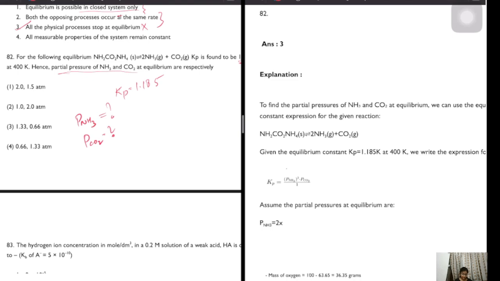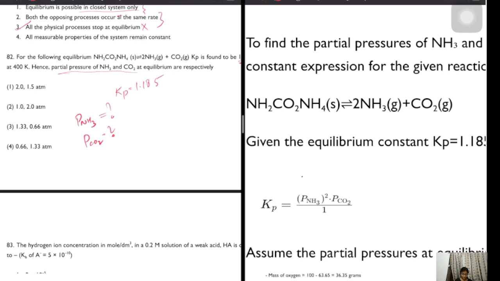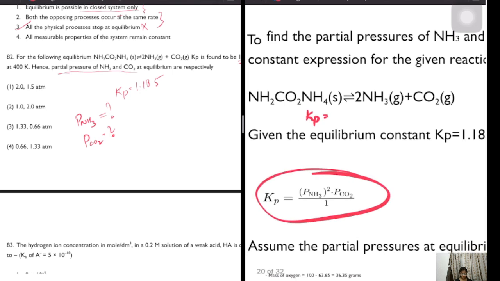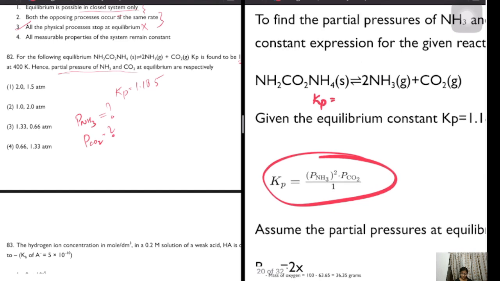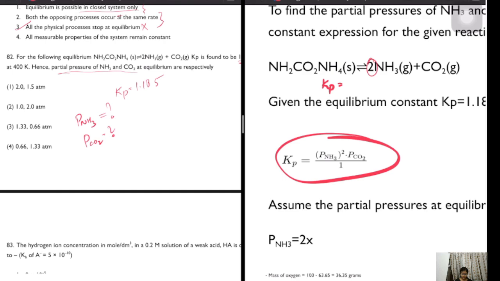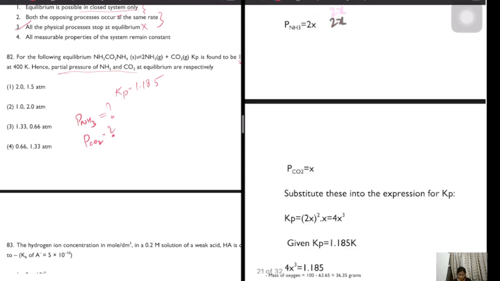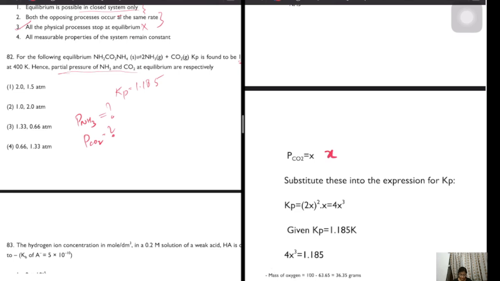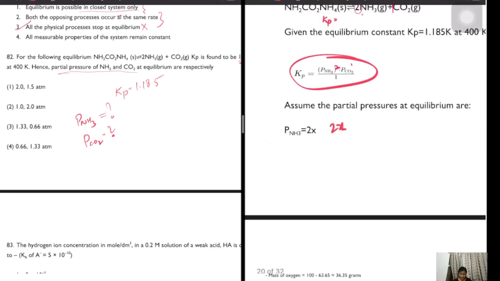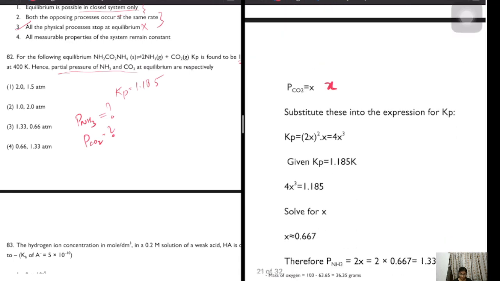Let's see. How will the Kp of the given reaction be expressed? It is written like this. For the products we have this 2 coming here, and CO2 is 1, so it would be 1. Now let us assume that the partial pressure for NH3, because it has 2, would be 2x, and for CO2 it would be x. Now we'll substitute in this formula.